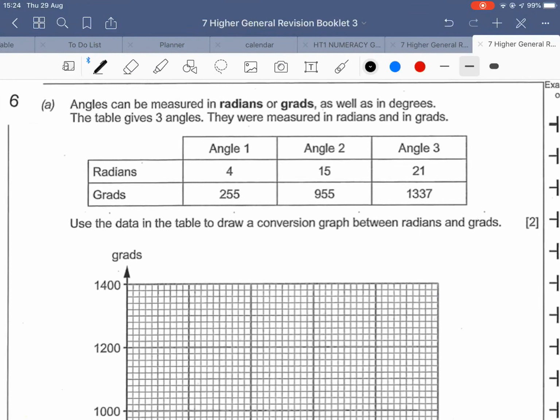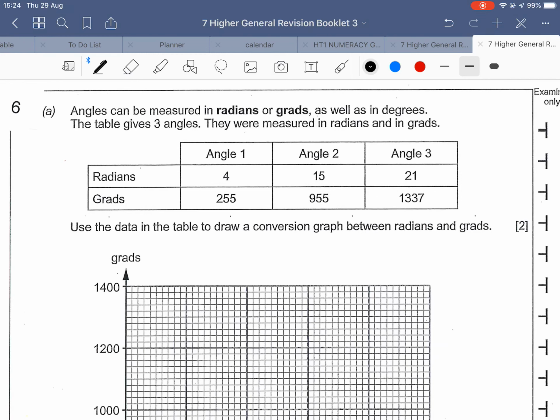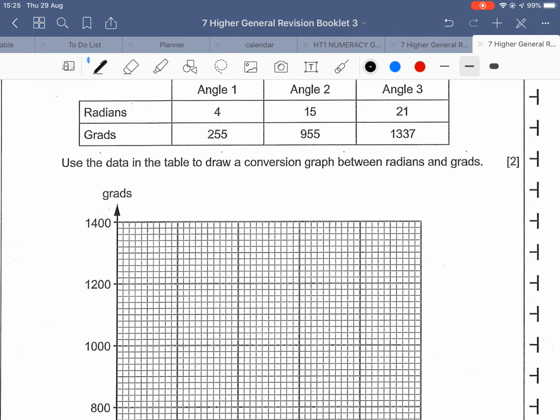Okay, question 6. Angles can be measured in radians or grades, as well as in degrees. The table gives 3 angles. They are measured in radians and in grads. Grades would be an E, wouldn't it? Grads. I should know that. Use the data in the table to draw a conversion graph between radians and grads.